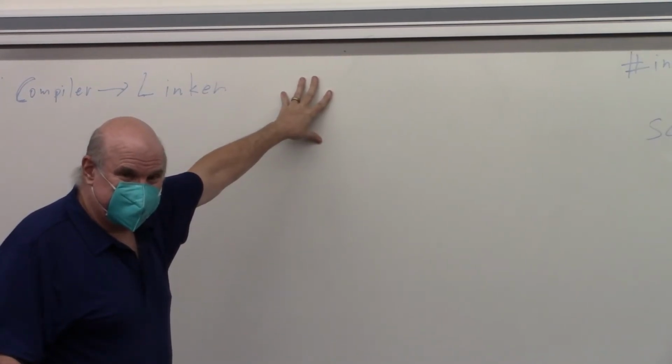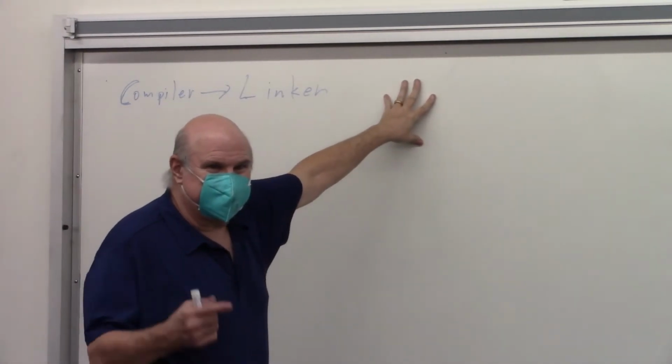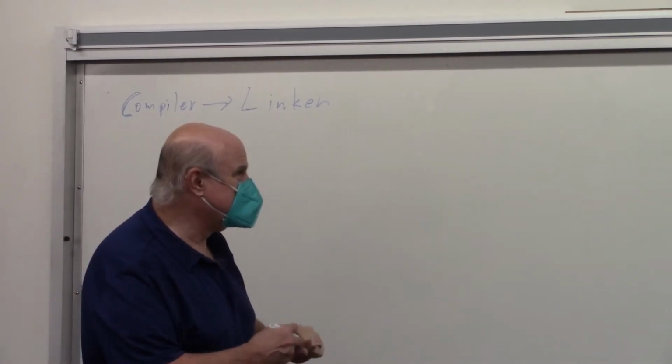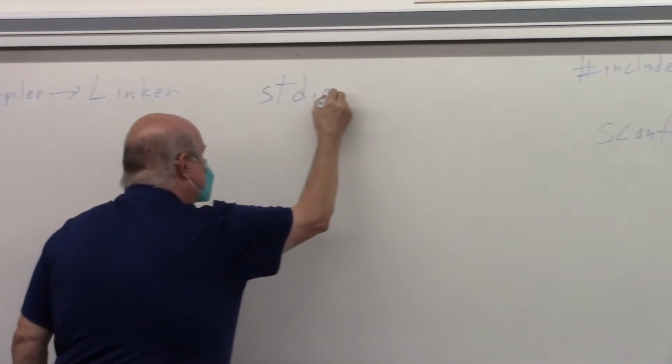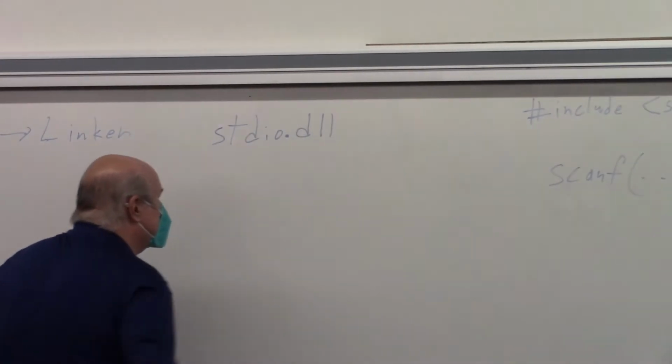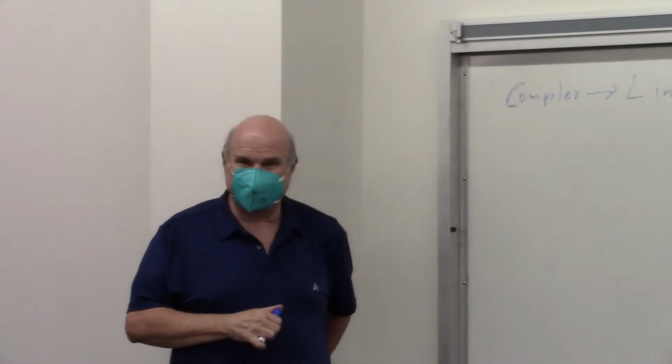So somewhere in the compiler's table, it wrote scanf with whatever parameters you're going to use. Then the compiler says, okay, fine. How do I get to that? How do I get to the actual code? Now the actual code, again, this is the simplified version, is going to reside in a compiled file called stdio.dll.